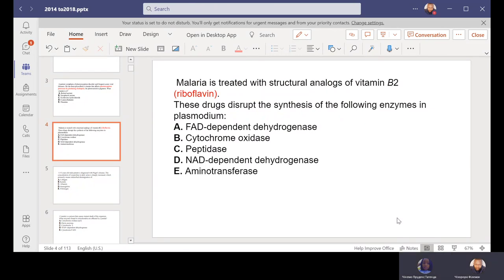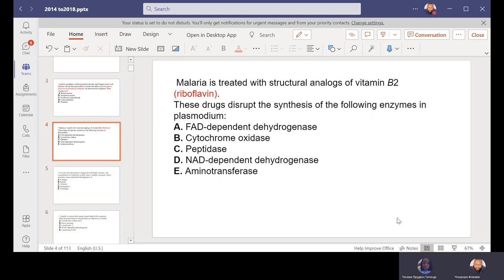Right. So in the previous question, you were asked to know the other name for B2, and they told you it's riboflavin. So this question requires you to know the active form of vitamin B2. So the active form is what? Flavin adenine dinucleotide.